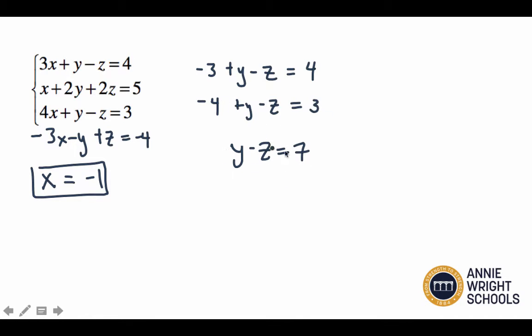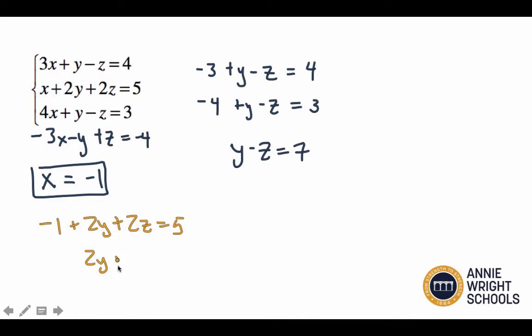So unfortunately I can't really do anything else with this because I need another equation. So now I'm going to plug in negative 1 here. When I do that, I get negative 1 plus 2y plus 2z equals 5.